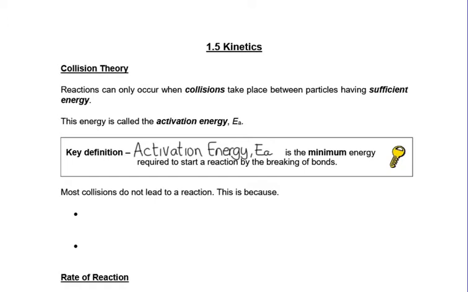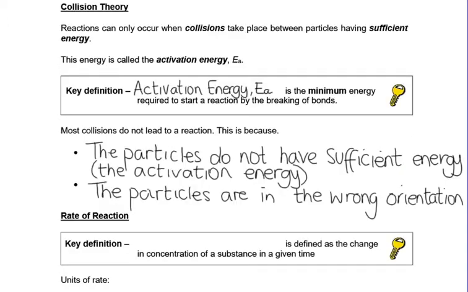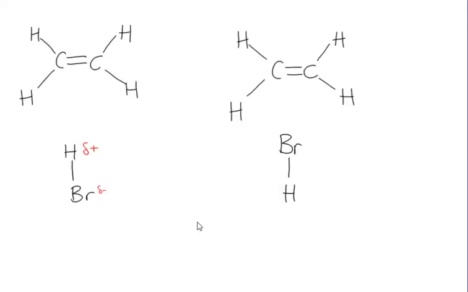And then the second one, can you remember from GCSE what the second reason is? Our second reason is that they might not be the right way round. They might be in the wrong orientation. What do we mean by that? Let's take a step back and think about a reaction that you've come across in your study of alkenes, the reaction of electrophilic addition, and see what we mean by the wrong orientation. So here we've got an alkene with HBr.